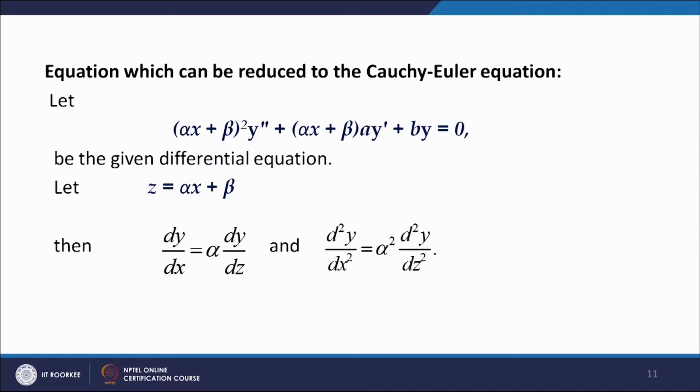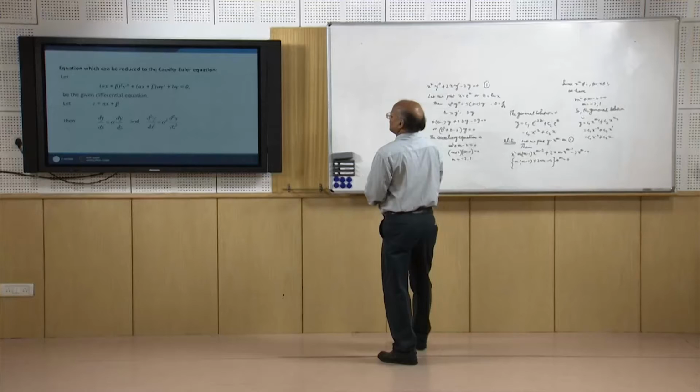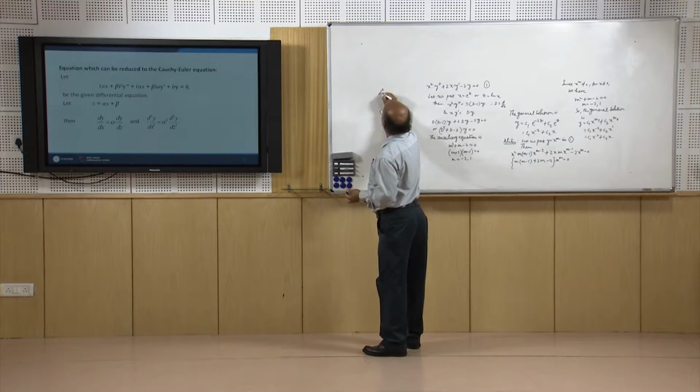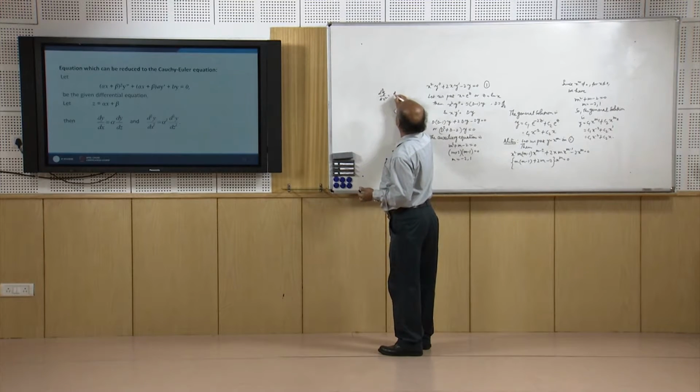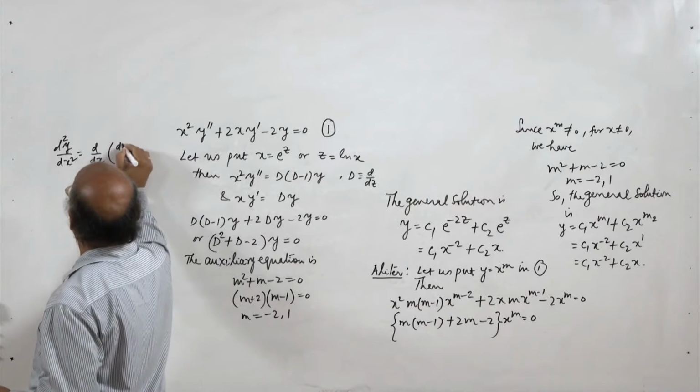We can define z equal to alpha x plus beta. So when we take z equal to alpha x plus beta, we can find dy by dx and d squared y by dx squared. So dy by dx here will be dy by dz into dz by dx, and dz by dx is alpha. So we write alpha times dy by dz, and from here d squared y by dx squared will be alpha times d over dx of dy by dz. So d squared y over dx squared will be equal to d over dx of dy by dx.